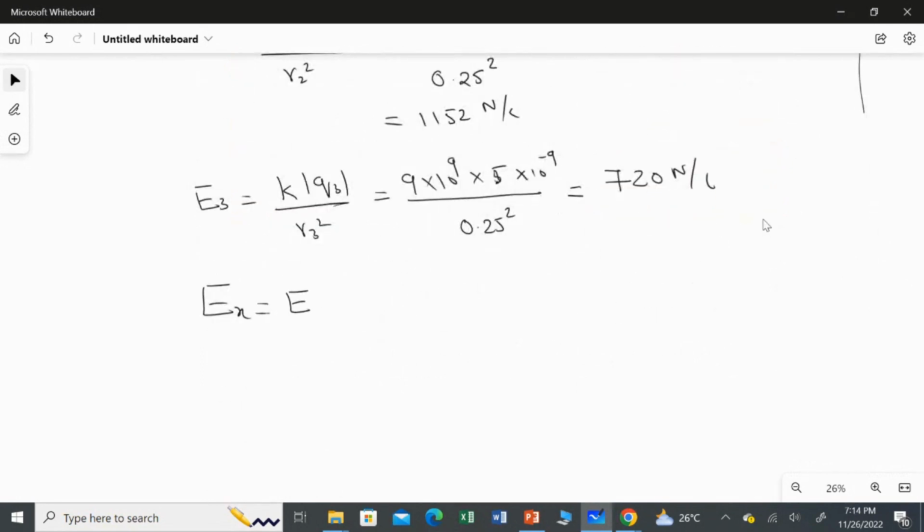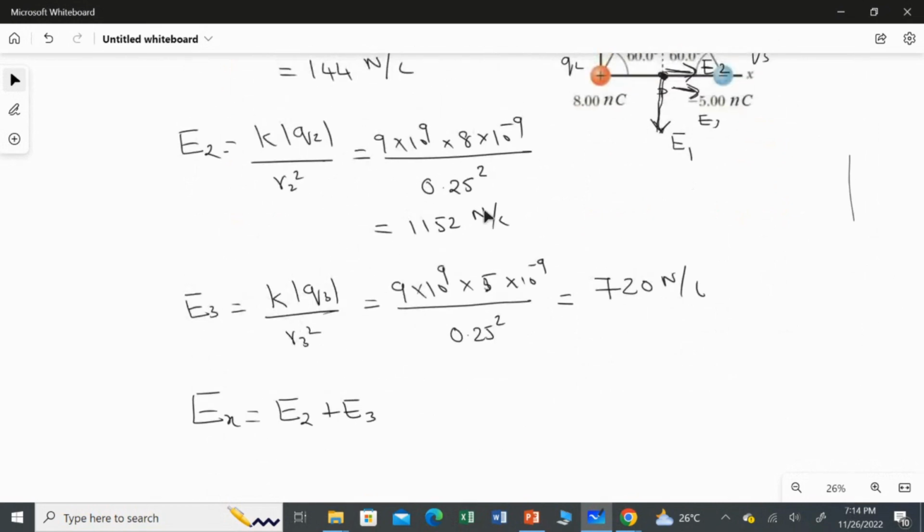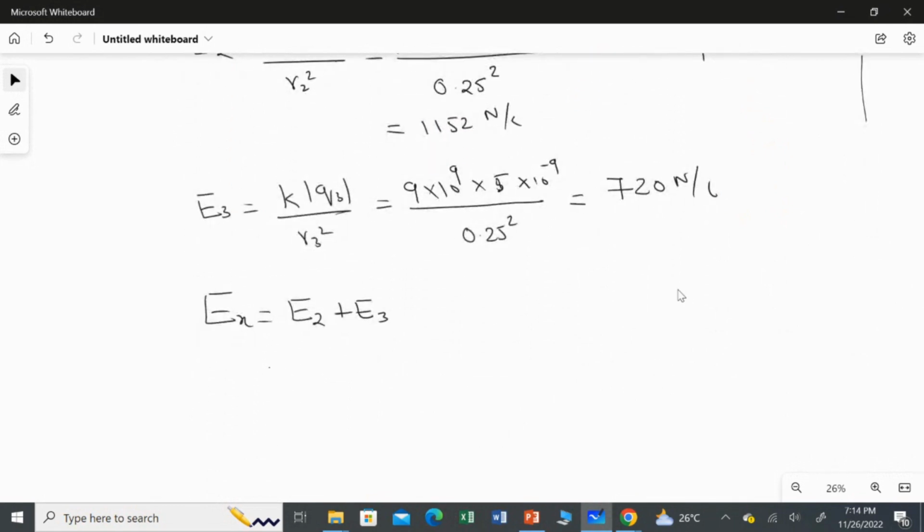E2 plus E3, both are in the x direction, and we already know the value of E2 and E3. What is the value of E2 and E3? The E2 is 1152 and this one is 720. 1152 plus 720, I got the answer as 1872. What's the value? 1872 Newton per coulomb.